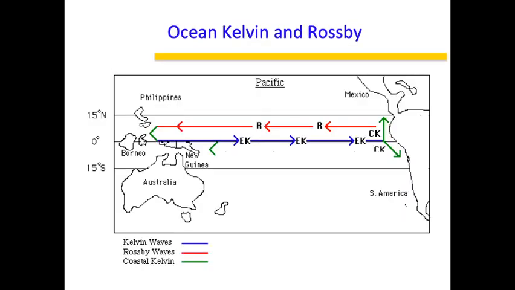So in the ocean you have Kelvin and Rossby waves. In the Pacific they interact with each other to form El Nino. The Kelvin wave moves eastwards, this is very clear. And the Rossby wave moves westward, because this is a very long, low frequency Rossby wave. So it's a very slow moving Rossby wave.